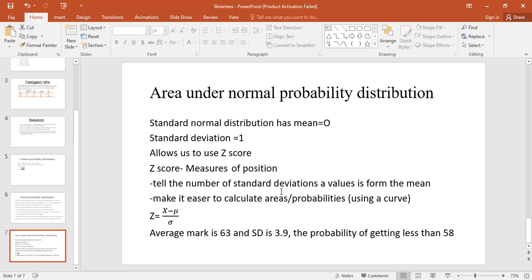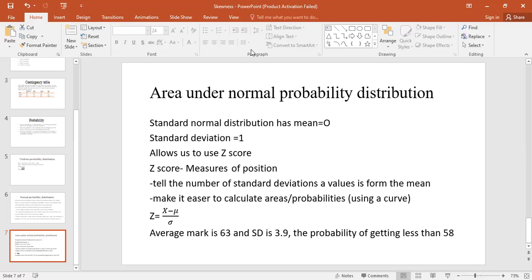Using the curve you will identify the area. For example, the average mass is 63 and the standard deviation is 3.9. That means the mass varies by a standard deviation of 3.9 and the average mass is 60. The probability of getting less than 58, you can find in areas, or you can also use it in percentage form. So we can use this formula to find the area.